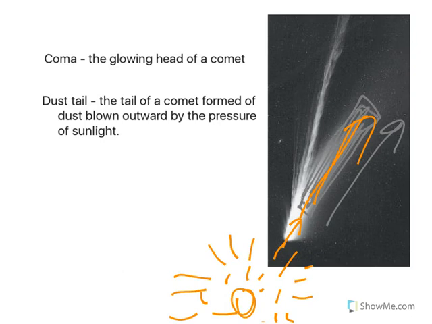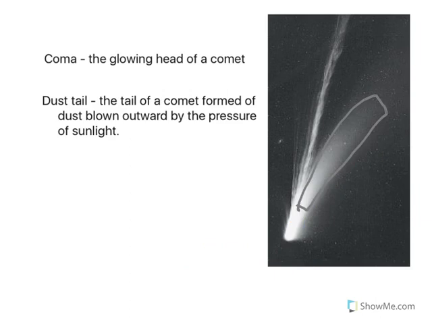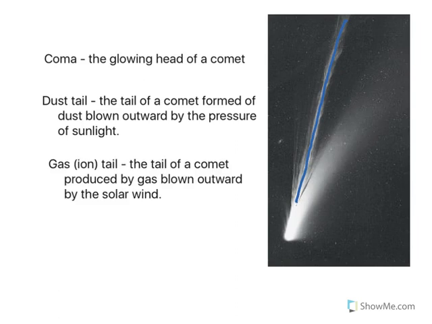Now if you look carefully, you'll see that the dust tail is like this curved region. So it's got this curvature to it, as opposed to the other tail, which is your gas tail or ion tail, which is really straight. Let's go to the ion tail.